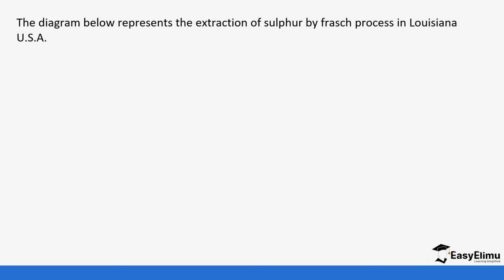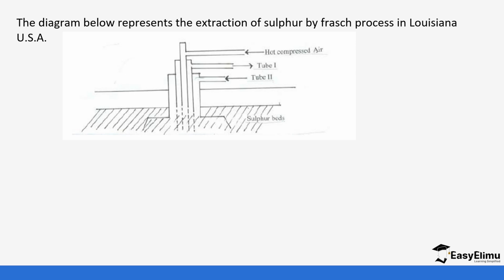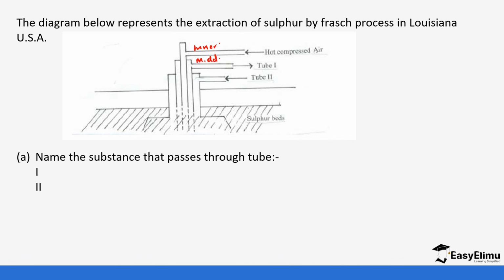So let's do a few questions. You do just one question. The diagram below represents the extraction of sulfur by the Frasch process in Louisiana, USA. Name substances that pass through tube 1 and tube 2. So you can see the first tube is the inner tube, and then we have the middle one, and then we have the outer one. So tube 1 is the middle and tube 2 is the outer one.